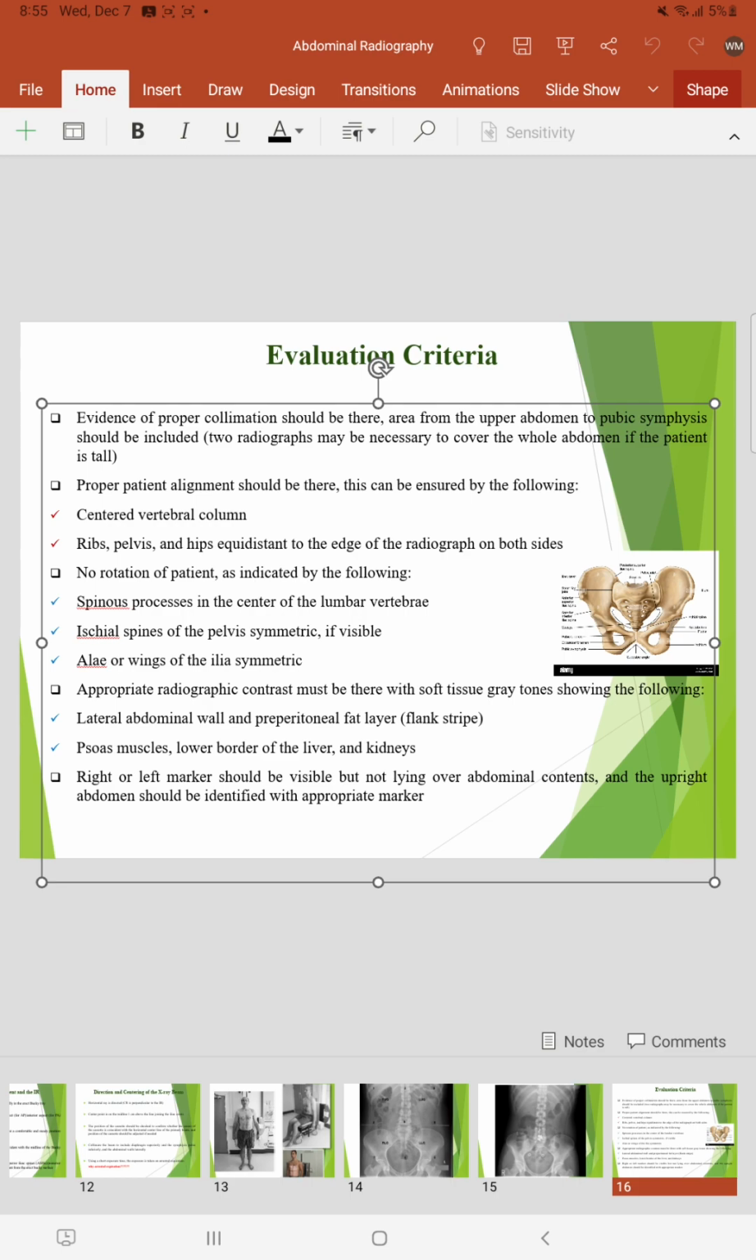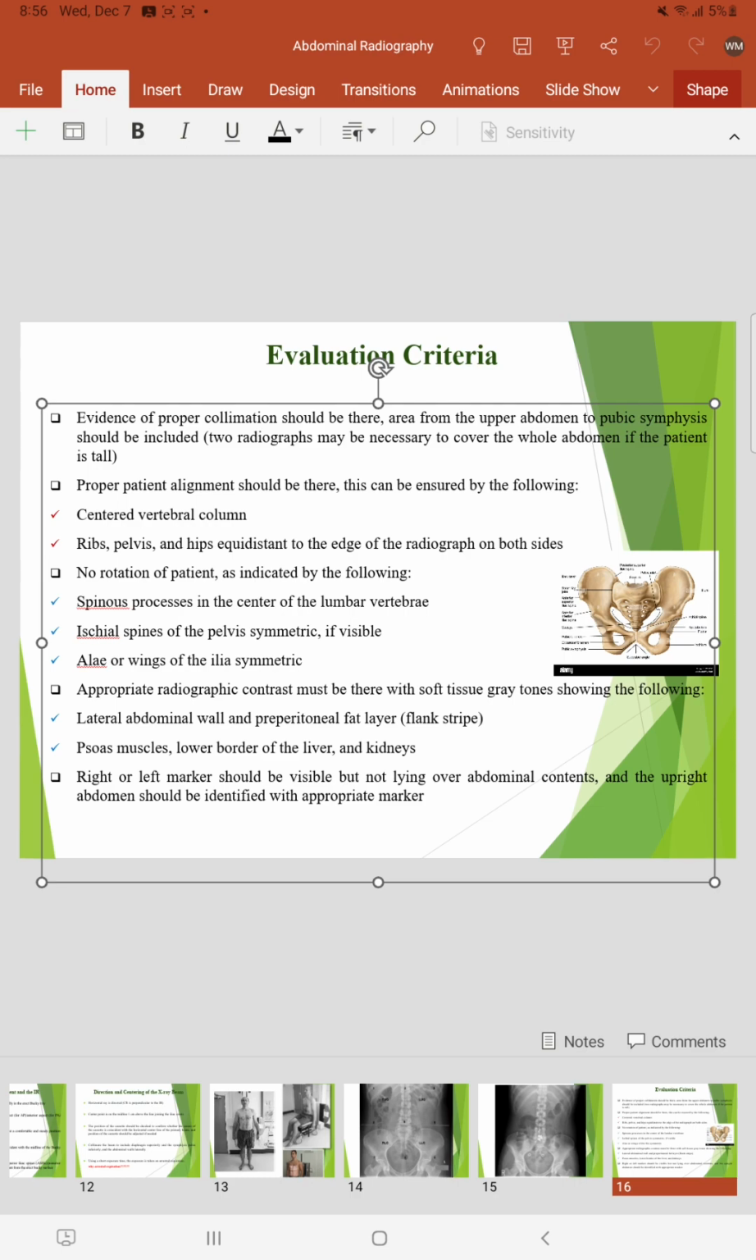This can be ensured by the following: centered vertebral column, ribs, pelvis and hips equidistant to the edge of the radiograph on both sides. No rotation of patient as indicated by the following: spinous processes in the center of the lumbar vertebrae, ischial spines of the pelvis symmetrical if visible, ala or wings of the ilia symmetric.